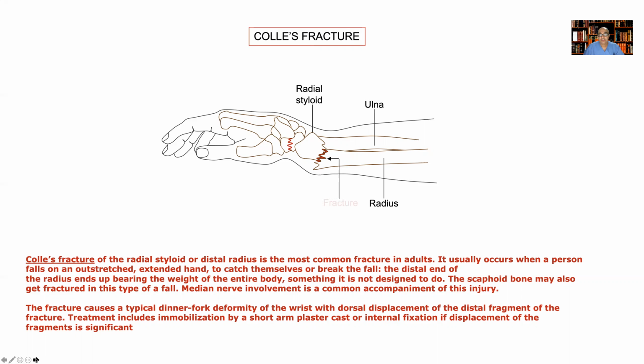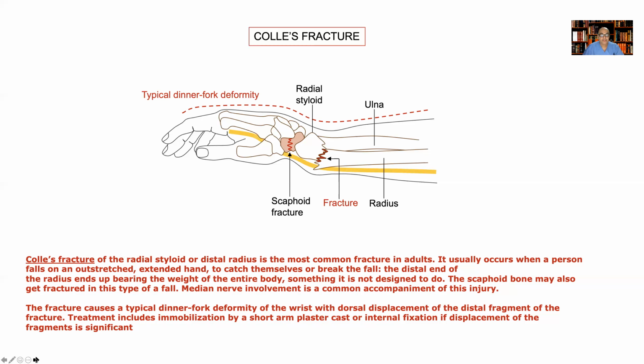Now this is a fracture site, and this is the scaphoid. Why did I give it a color? Because there are chances that this bone can undergo avascular necrosis. Now the scaphoid is fractured, and the position of the hand at the wrist is different, and it looks more like a dinner fork deformity. So it's a typical dinner fork deformity.